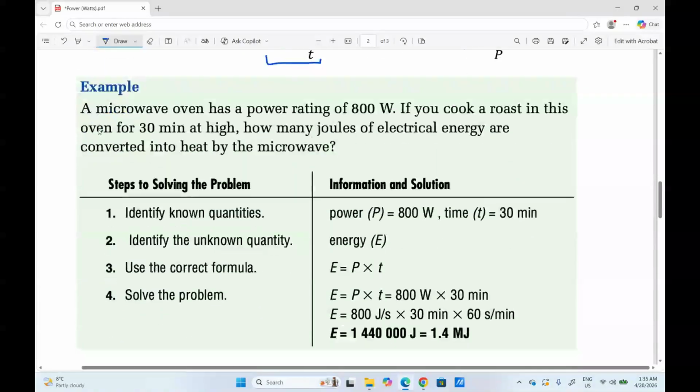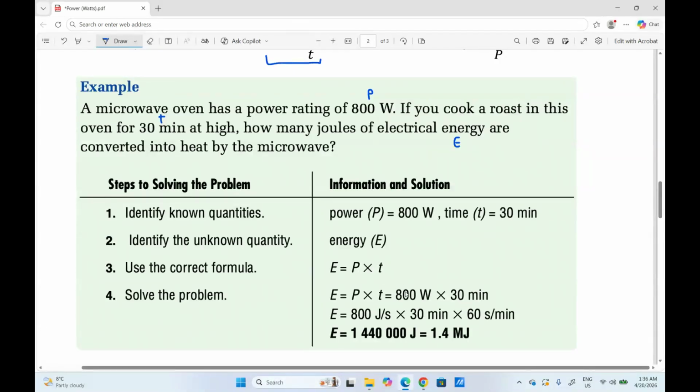So looking at the first example done for us, a microwave oven has a power rating of 800 watts. So this is going to be my power here. If you cook a roast in the oven for 30 minutes, so that's my time here. How many joules of electrical energy are converted into heat by the microwave? So energy would be E here. So it looks like I'm looking for E because I have power and I have time. So E equals power times time.